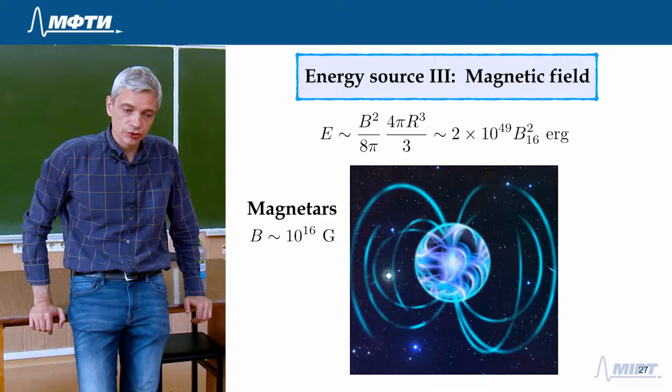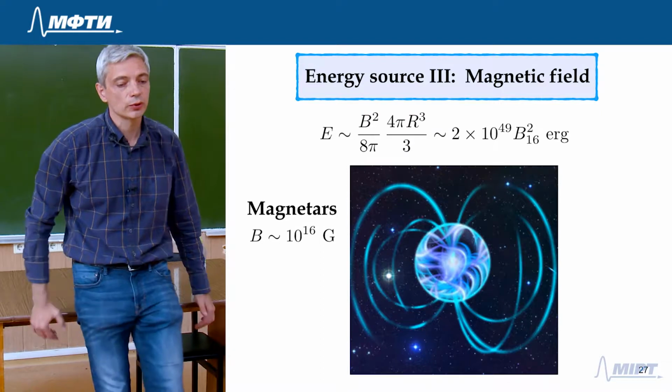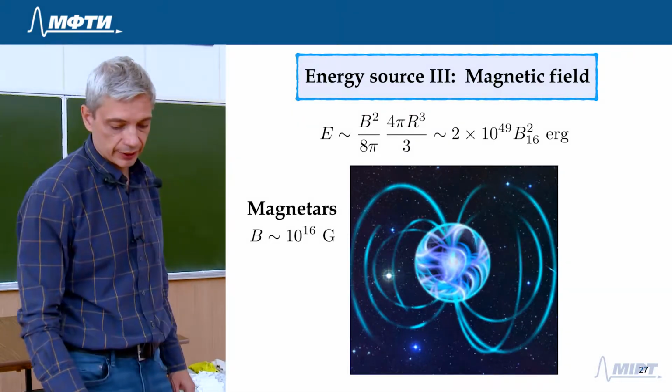a very strong, but it turns out realistic, magnetic field of 10^16 Gauss. So you can have energy exceeding 10^49 erg. That's a huge energy. If you find a way to convert it to heat or to radiation, you can produce a very bright star. Okay? So that's what we call magnetars, and I'll talk about them separately.